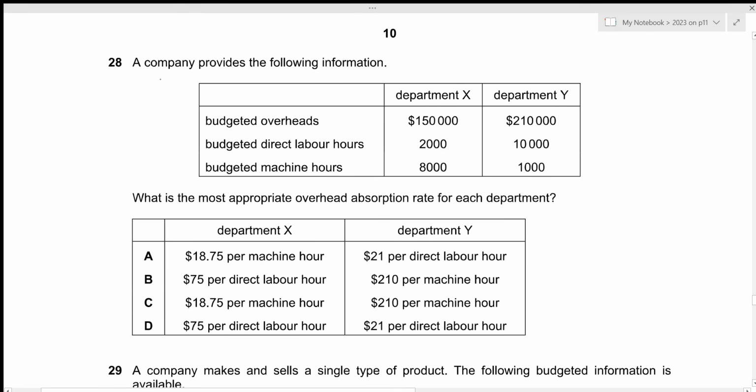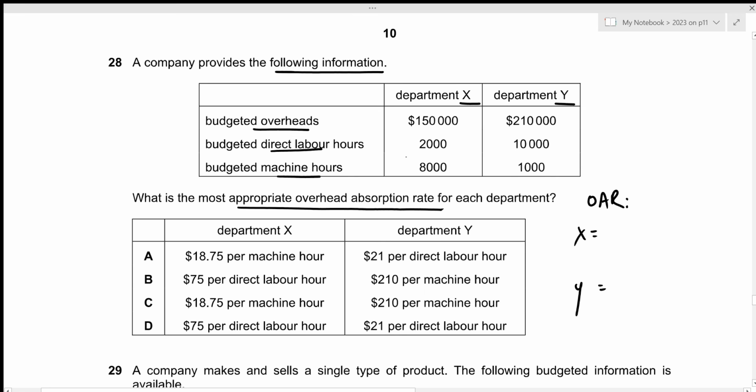Now for the 28th question, a company provides the following information. We have two different departments, X and Y. We have been given the budgeted overheads, budgeted direct labor hours, as well as the budgeted machine hours. We need to figure out what is the most appropriate overhead absorption rate for each department. Okay, so we just need to calculate the overhead absorption rate for X as well as Y.